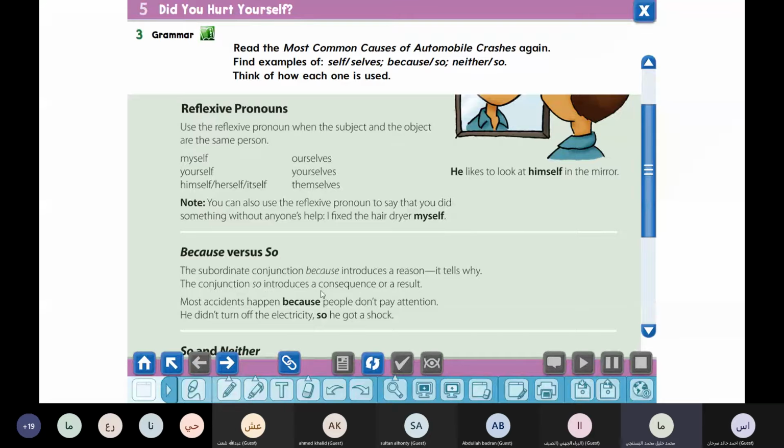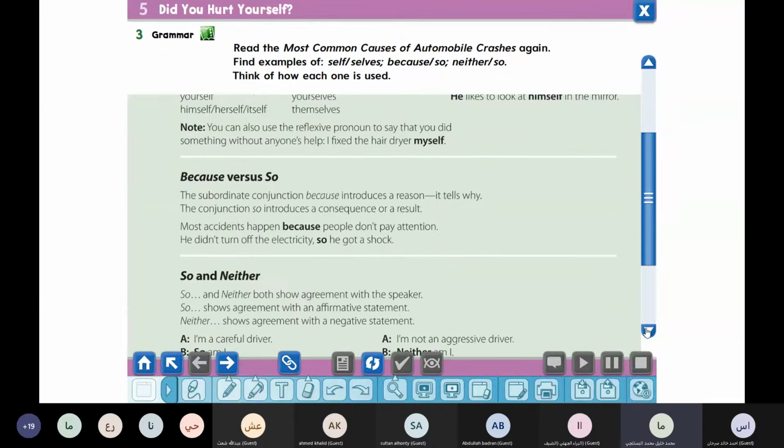Now, if we change the order of the sentences, we have to change the conjunctions. For example, he got a shock because he didn't turn off the electricity. People don't pay attention, so most accidents happen. Now, if we change the clauses, we have to change the subordinate conjunction. So this is about conjunctions.